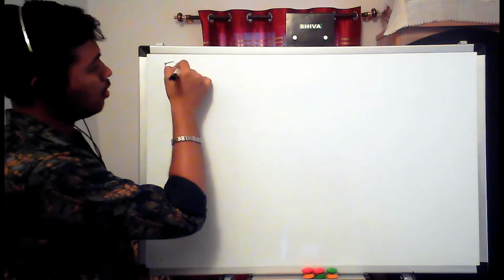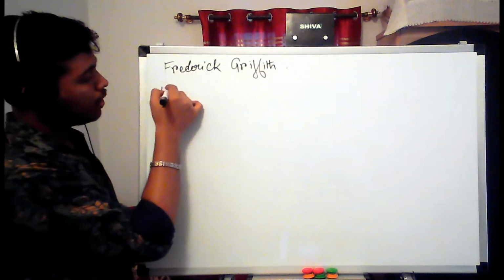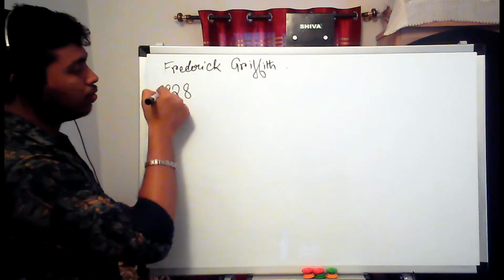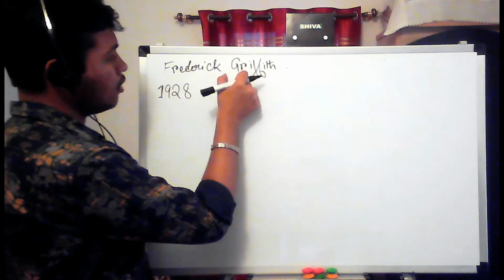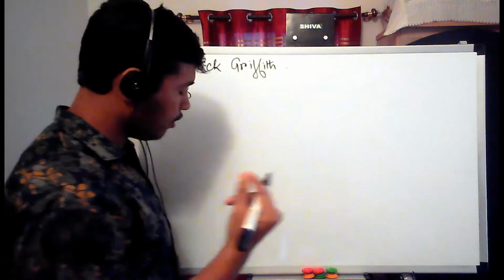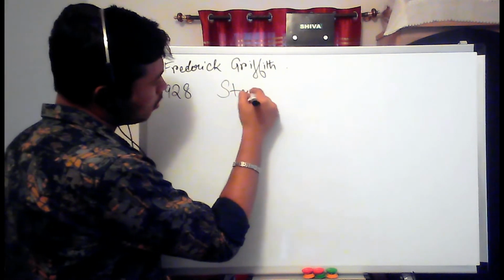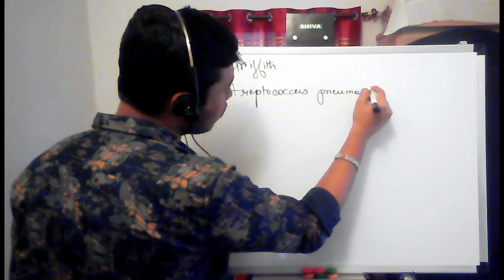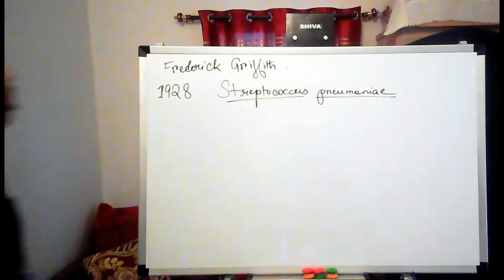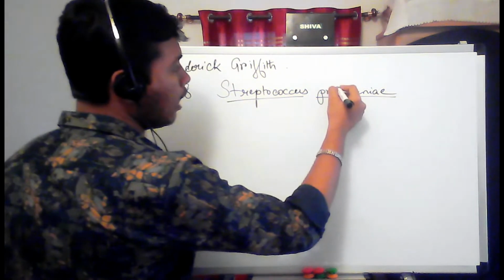Now we'll be speaking of Frederick Griffith. It was in 1928 when he did this, when he came out with the conclusion. Prior to this, he was working with pneumococcal strains. What were they actually? They were the bacteria for pneumonia, Streptococcus pneumoniae. Pneumonia, you can also say like that. He was working on Streptococcus pneumoniae, and this was causing pneumonia.